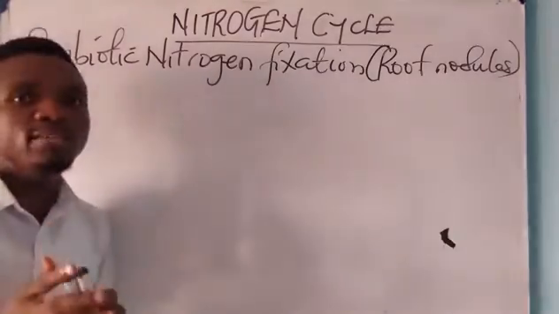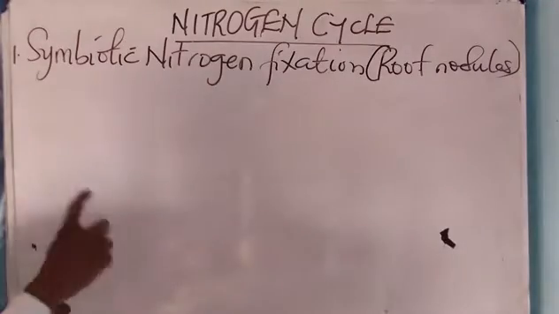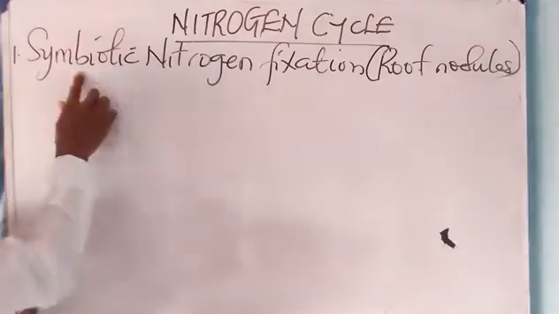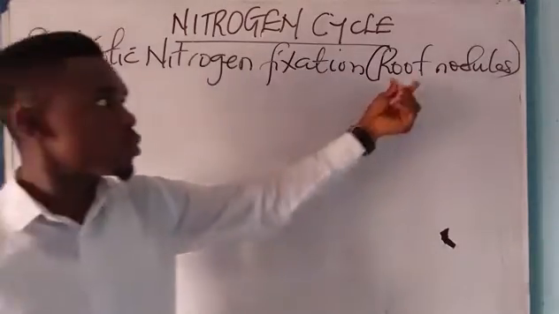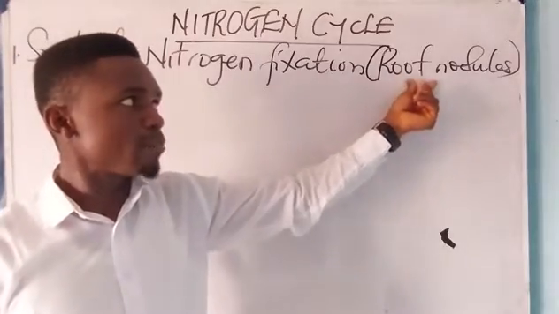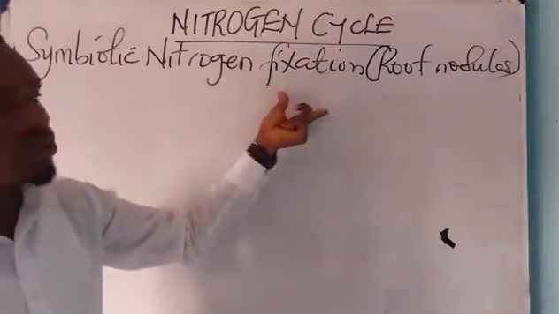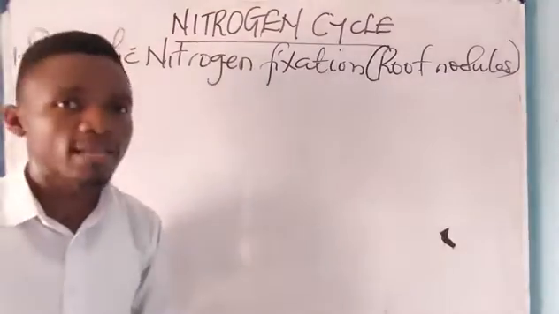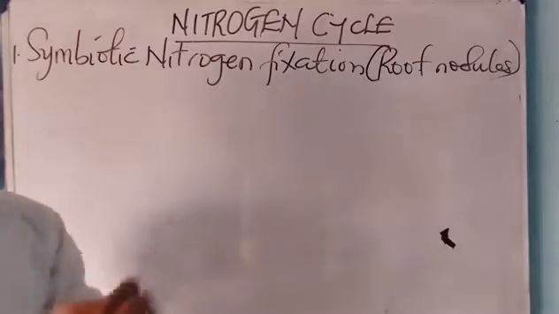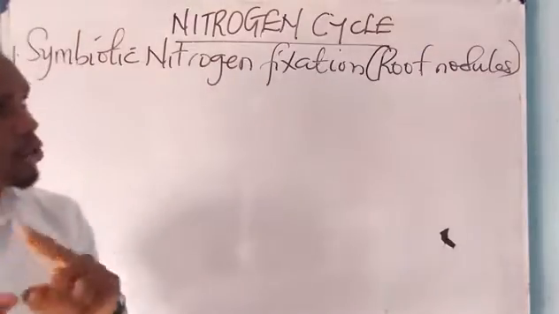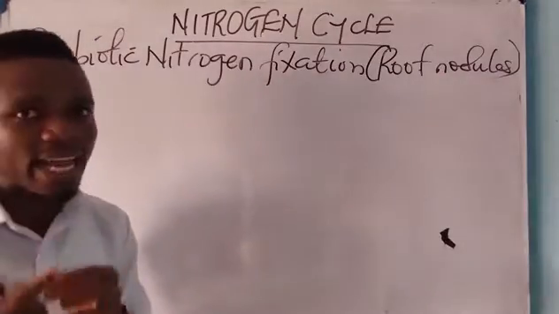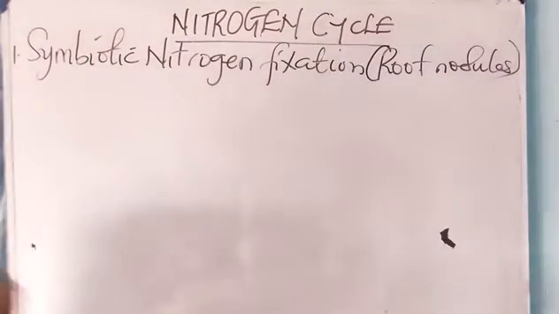They have the ability to fix what? Atmospheric nitrogen into the soil as what? Nitrates. It is mutualistic because the root nodules provide shelter for the bacteria. The bacteria provide nutrients in the form of nitrates to the roots of the plant. You know that when the root of a plant absorbs nitrates, protein is produced. Secondly, when animals feed on plants, indirectly they will feed on nitrate to produce protein as well.